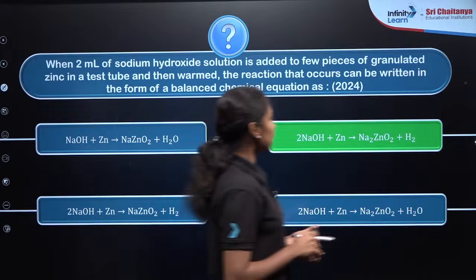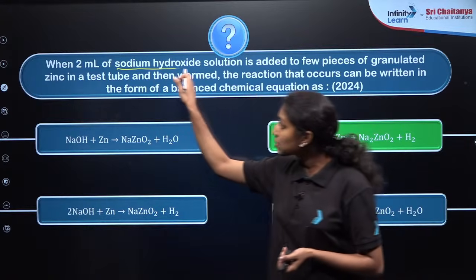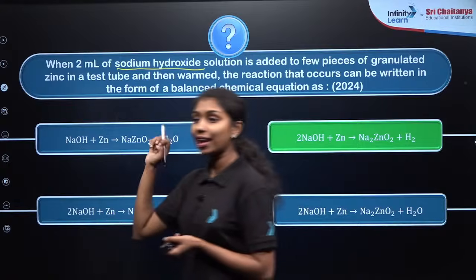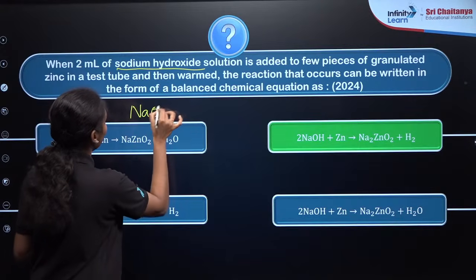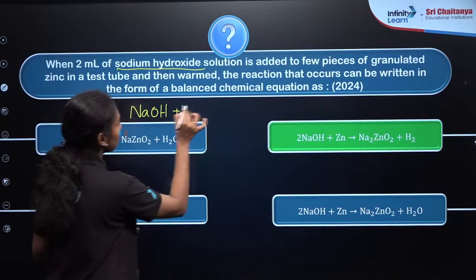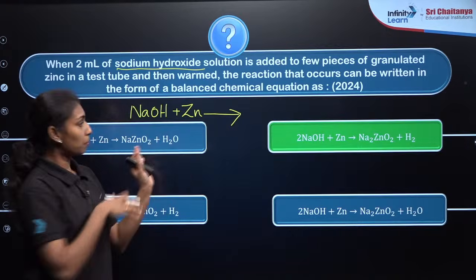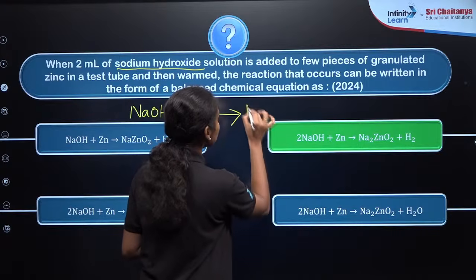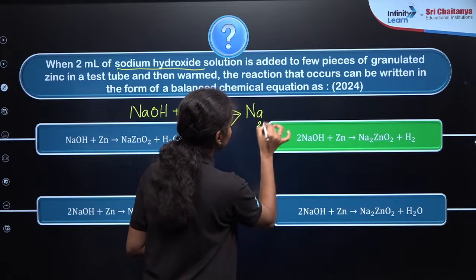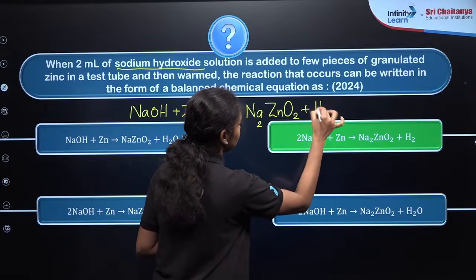So B is the correct answer, right? The reactions are given here, sodium hydroxide. Sodium hydroxide, as we already know, it can be represented as NaOH, right? Then granules of zinc means pure zinc metal is taken here. So as we already know, whenever we are taking any metal plus base, it will be forming the corresponding salt here. So this is sodium zincate, plus hydrogen, right? Plus hydrogen.